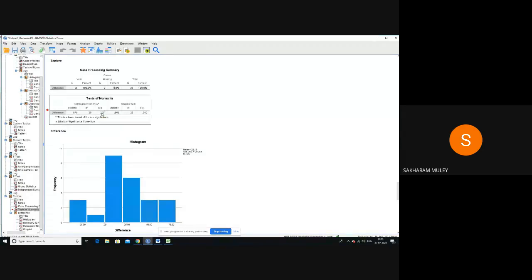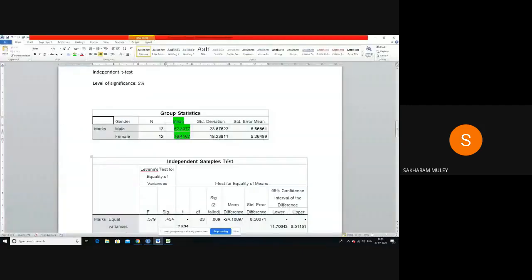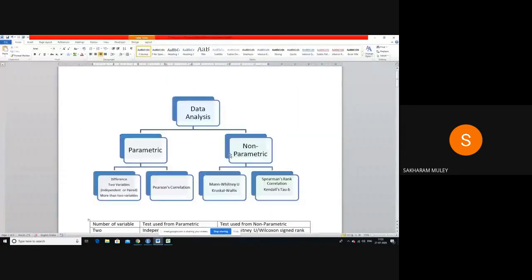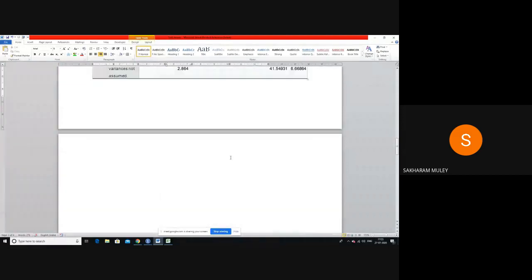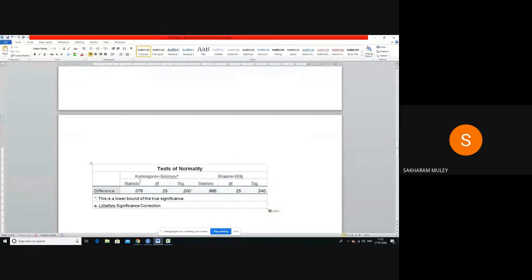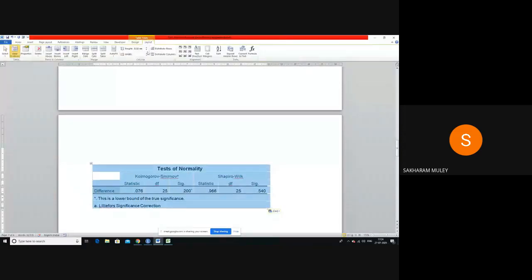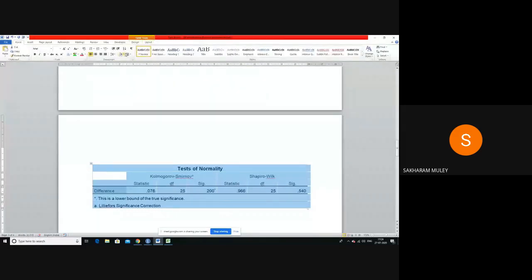You can see that if I copy, I will show you what are the results of this particular test for paired data. I think my screen is visible. If yes, please put it in the chat box. Yes, thank you.